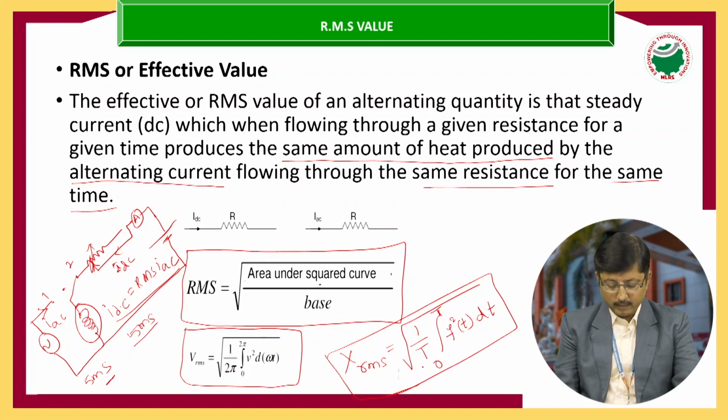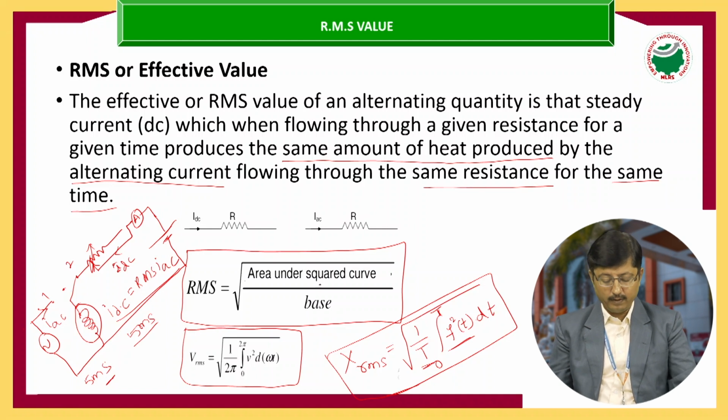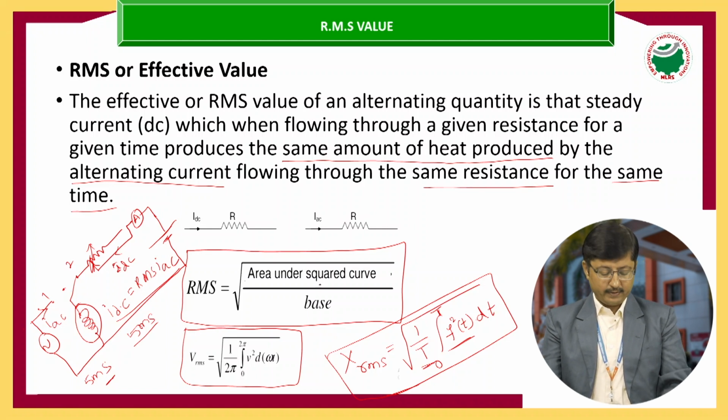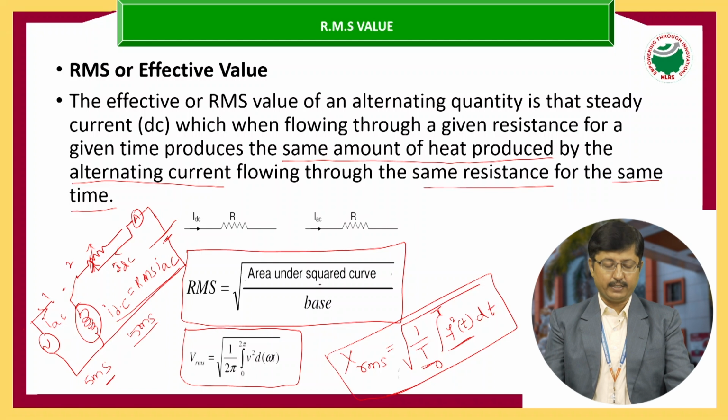Here T is nothing but the total time period, and this is the square root of the mean of the squared value. So this is the RMS value of a quantity, the general expression.